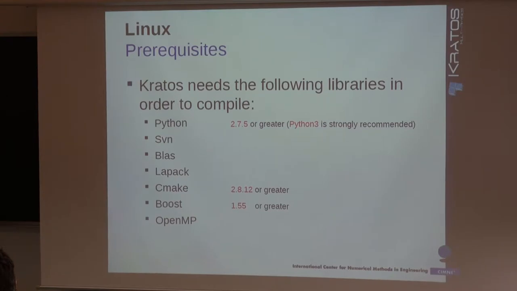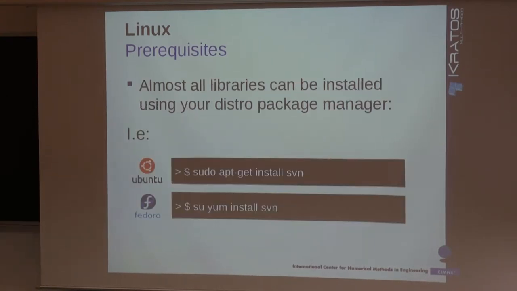Most of the distributions also contain the libraries. For example, most of the Linux distributions that you can use also have Python installed, with version 3. That is the recommended one because we are moving to Python 3. And for the other libraries, you can use the regular package manager of your system. I put here 2 examples for Ubuntu and Fedora, which I think are the most popular distributions of Linux.